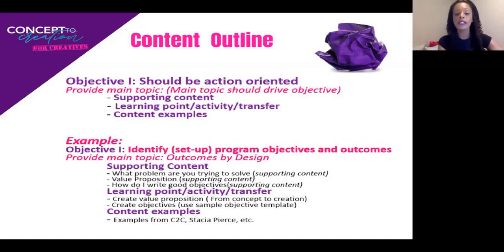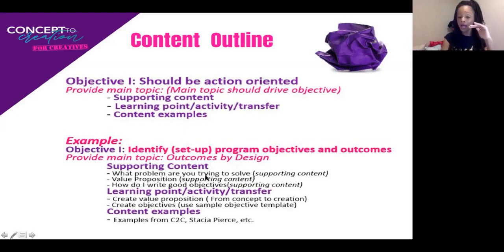What we're talking about is, what problem are you trying to solve? That's going to help you identify your program objectives and outcomes. Value proposition, all right? That's supporting content, okay? Remember, you have to have your main topic and supporting content. And then, how do I write good objectives? So my main topic is outcomes by design.